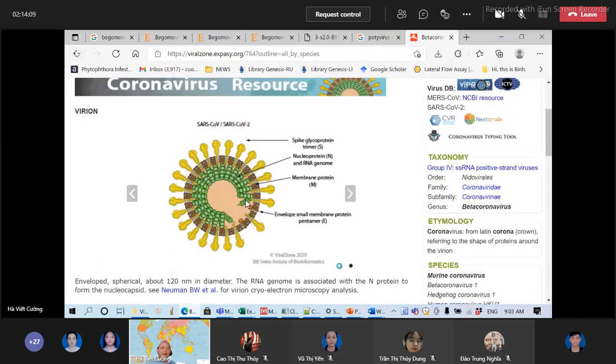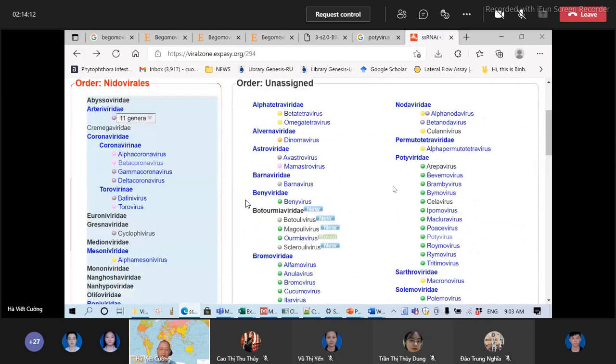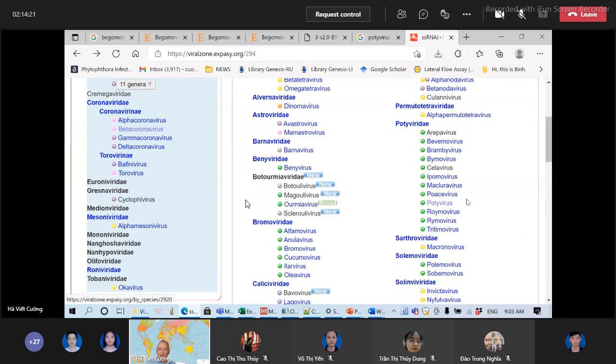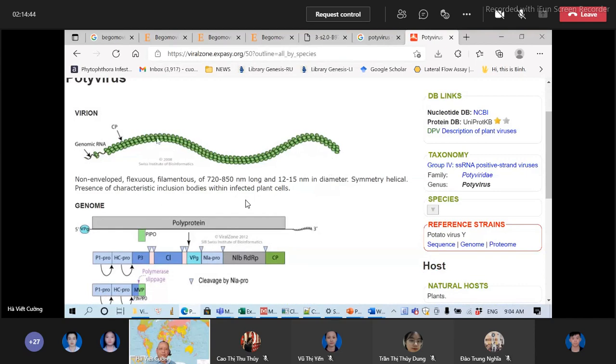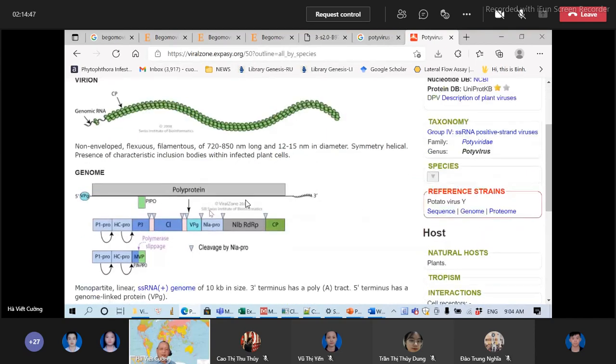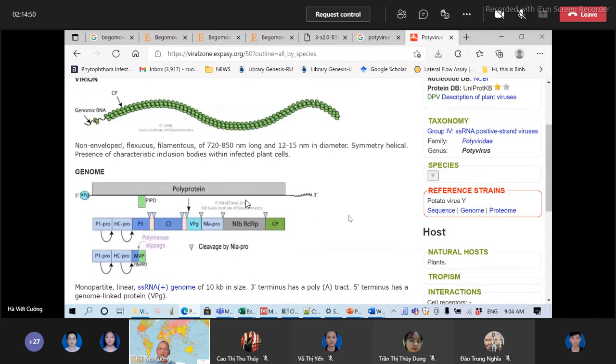And now for viruses that affect plants, the green dot here means the host is a plant. We have one very important group of plant viruses, the genus virus, which accounts for 20% of plant viruses. It means that 100 species of viruses belong to this genus. Here is the virion structure diagram and the genome organization.